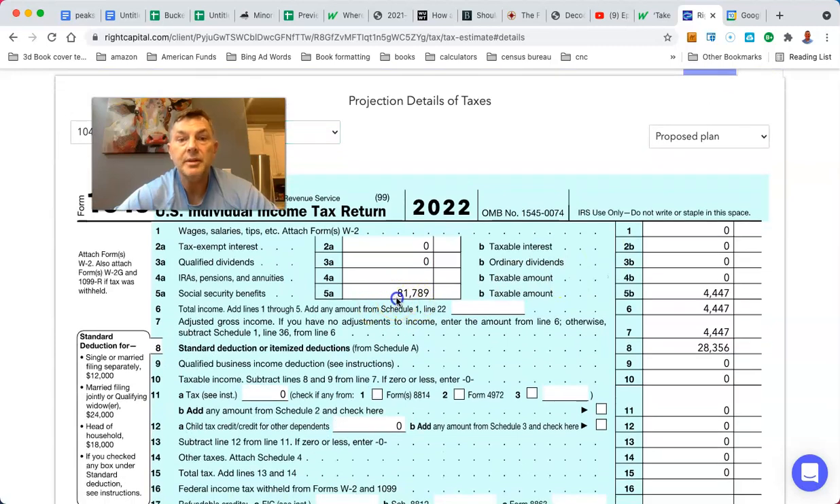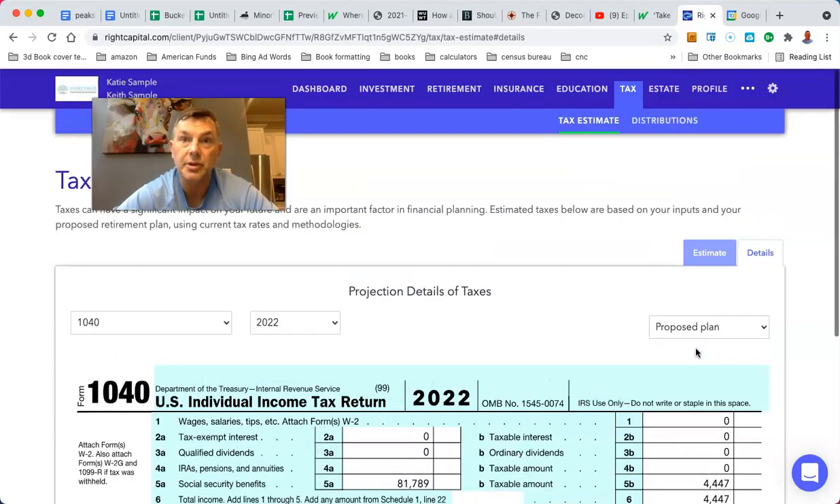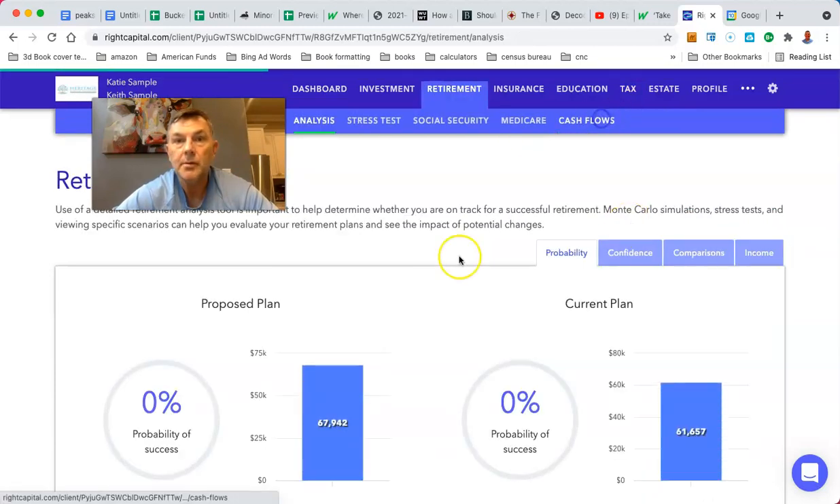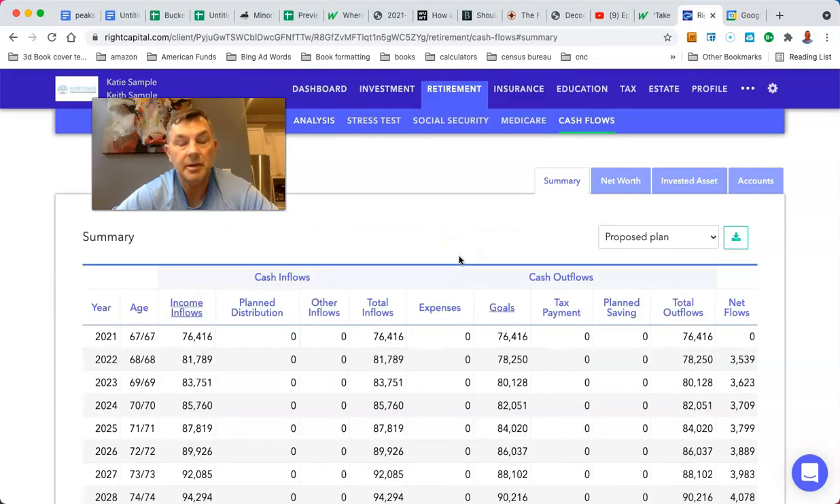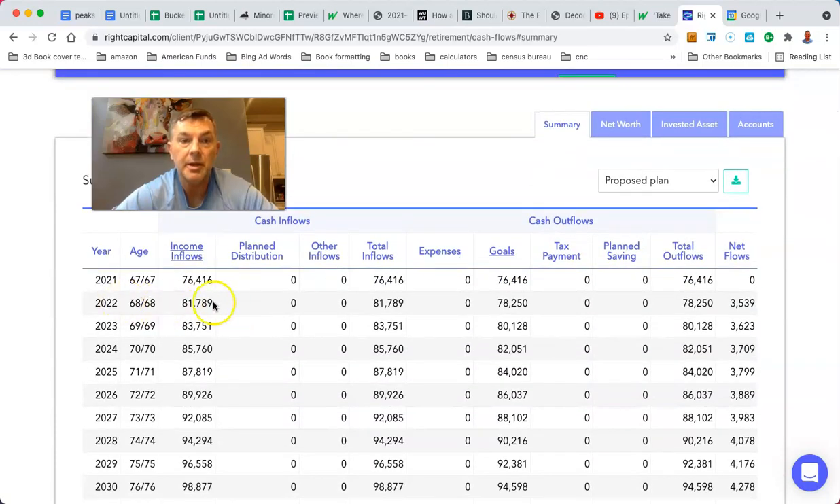We get $81,000 of Social Security benefit next year. Only $4,400 of that is subject to taxation. Our standard deduction is $28,000. There are no taxes due whatsoever. None, because our standard deduction dwarfs whatever our taxable Social Security is. And if you go to the cash flows, I'm going to show you, it's crazy. I'm telling you, man, people make this mistake all the time.